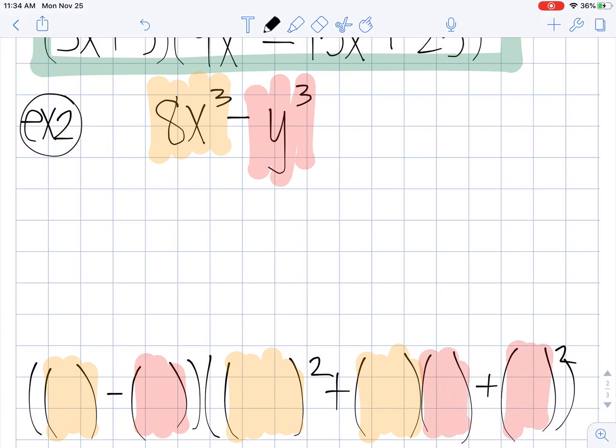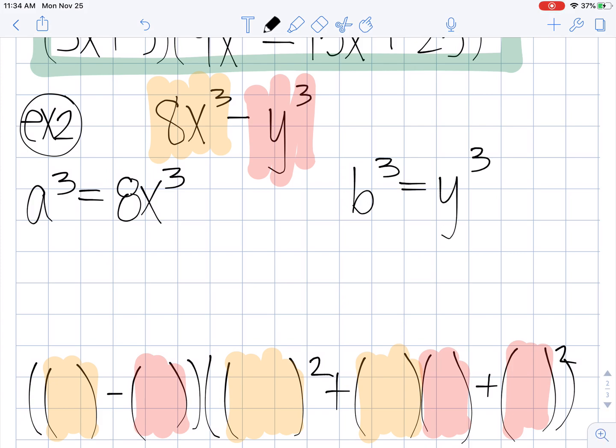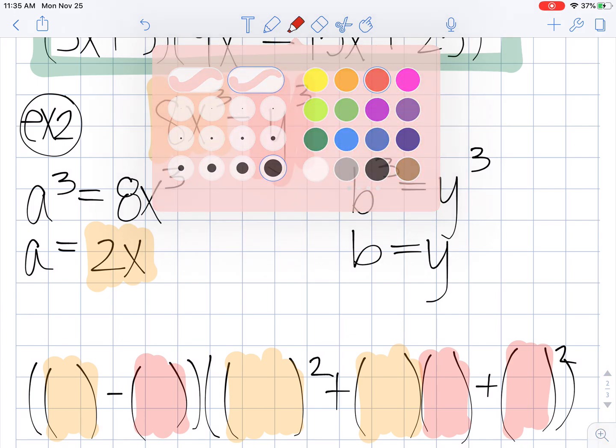Now I just have to look at this and find my A value and my B value, and then I can plug it into my skeleton. So a to the third power is equal to 8x to the third, and b to the third power is equal to y to the third. I ask myself, what number multiplies by itself 3 times to give me 8? 2 times 2 is 4, times 2 is 8. And x multiplied by itself 3 times gives me x to the third. So my a value is equal to 2x. Now my b value, what multiplies by itself 3 times to give me y to the third? Just y, because y times y times y is equal to y to the third. So wherever I have an a, I'm going to write 2x, and wherever I have a b, I'm going to write a y.